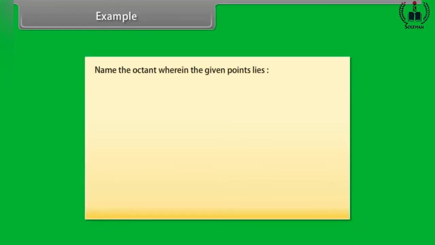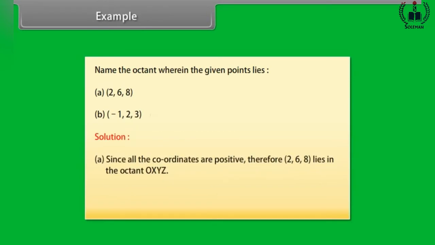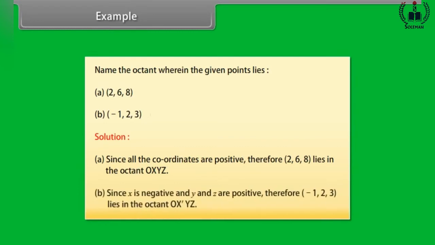Example. Name the octant where the given points lie. 2, 6, 8 and minus 1, 2, 3. Solution. Since all the coordinates are positive, therefore, 2, 6, 8 lies in the octant OXYZ. Since X is negative and Y and Z are positive, therefore, minus 1, 2, 3 lies in the octant OX'YZ.